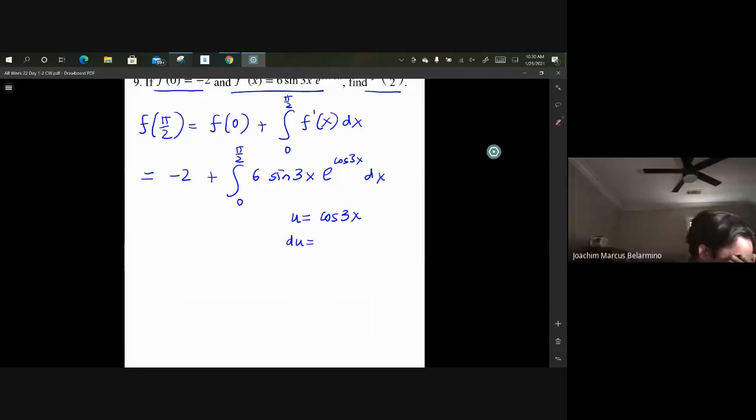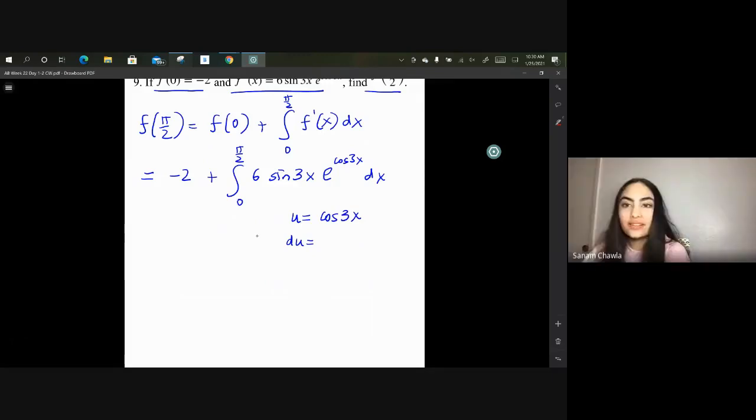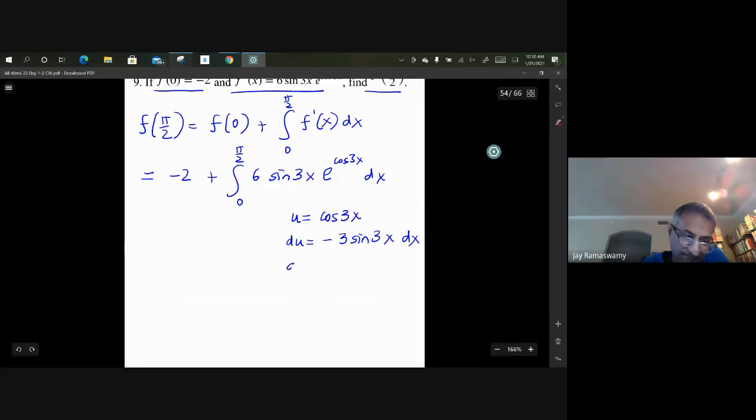Okay, guys, what's the slope of cos x? Negative sine x times the derivative of 3x, which is 3. So negative 3 sine 3x times dx. Therefore, dx equals du over negative 3 sine 3x. Is everybody okay so far? Yes. Okay, try to do it yourself.